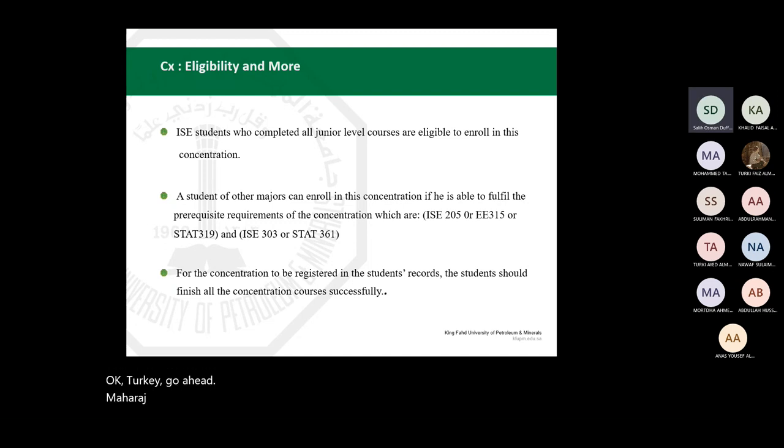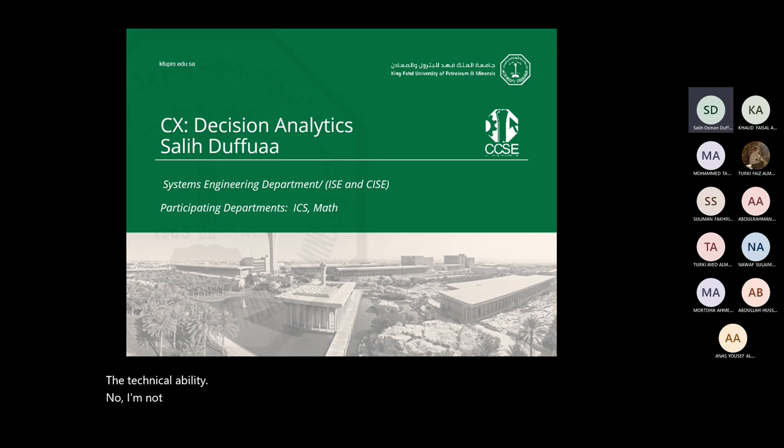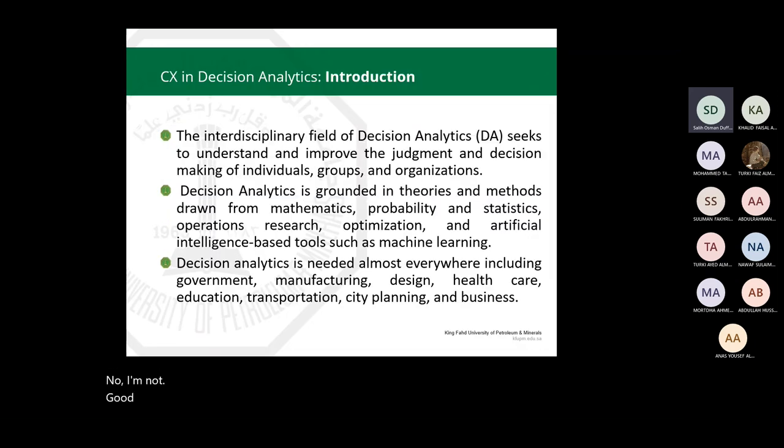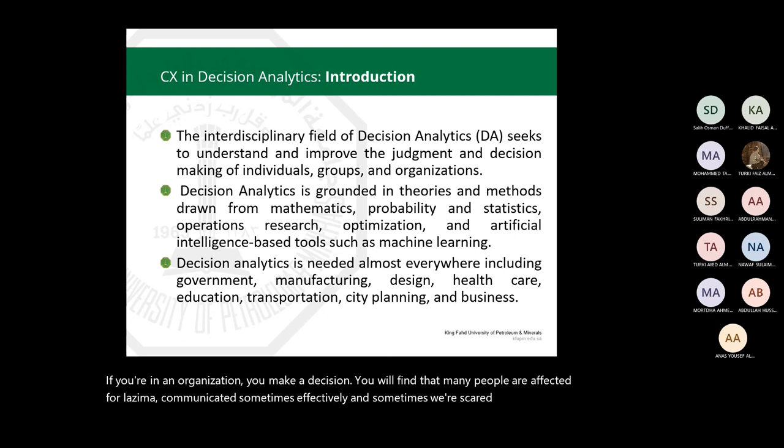المهارات الأساسية طبعا زي ما قلنا لازم يكون عنده تكنيكال ابيليتي. في التعريف قلنا محلل القرارات لازم يكون عنده knowledge in some of the basic areas: mathematics, probability, statistics, operations research, optimization. Second, ability to formulate problems. Third, ability to communicate well with people, communication skills, because decision making may affect a group of people. In an organization, you make a decision and many people are affected, so you must communicate it effectively and sometimes with care.